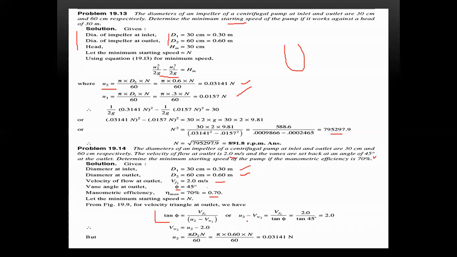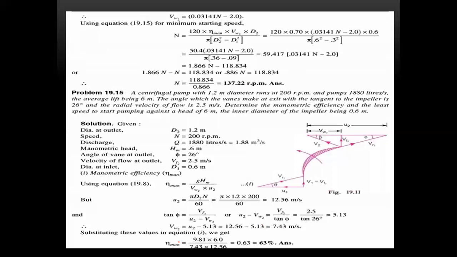After taking these formulas and cross-changing these values, you'll get the values like that. Therefore, after solving by using the minimum starting speed formula, n is equal to this one. Substituting the values directly, you get this value. Therefore, n is equal to 118 divided by 0.866. 1.866 n minus n gives 0.866. So dividing, that is 137.22 rpm, right?